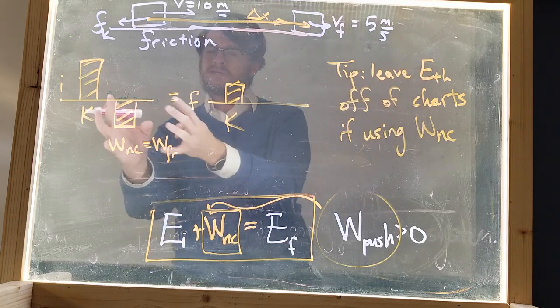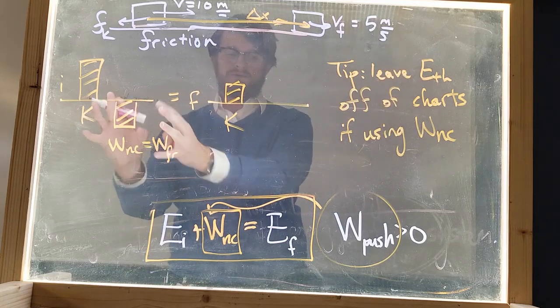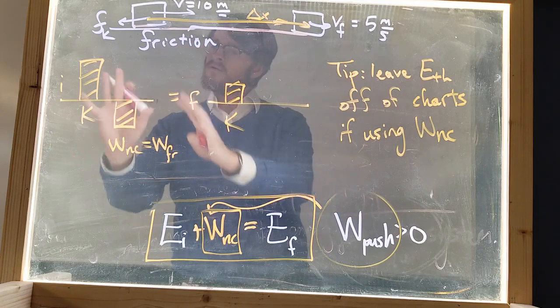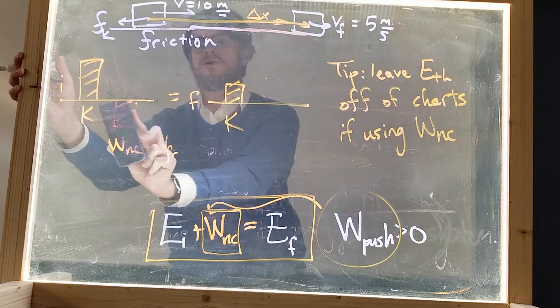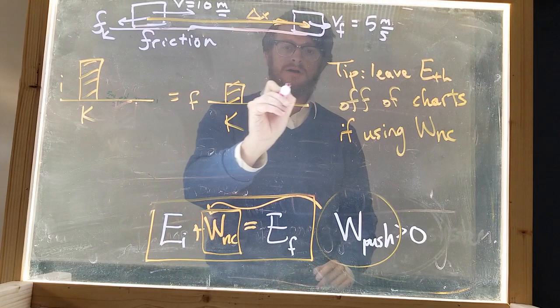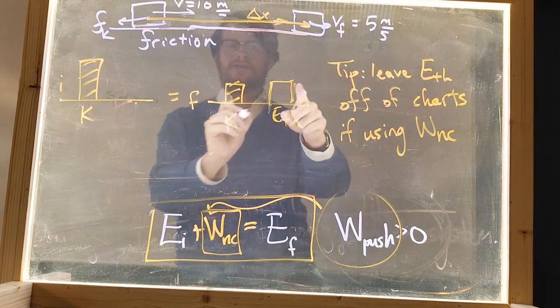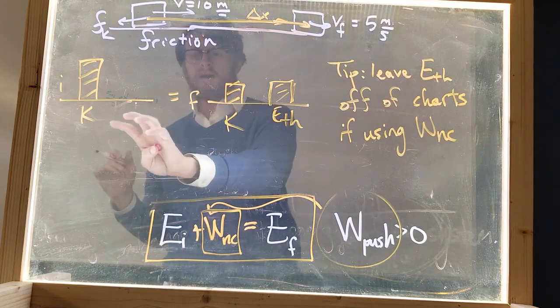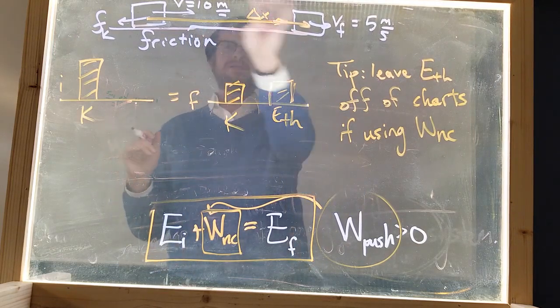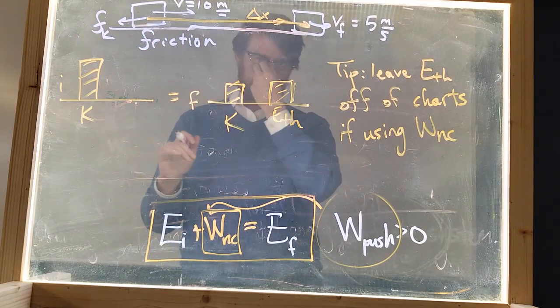So you could track this as the work due to non-conservative forces, which is the method we're doing, or you could track this over here and call it E thermal, because it turns out that E thermal is created by the work due to non-conservative forces in this case when it's friction.